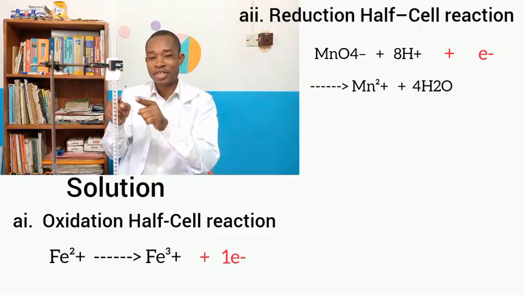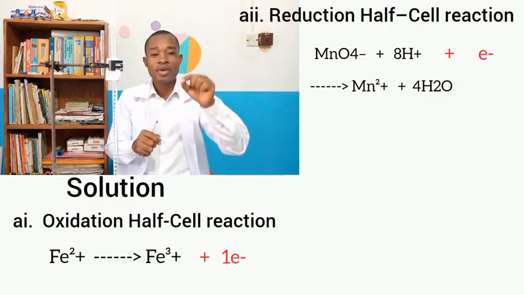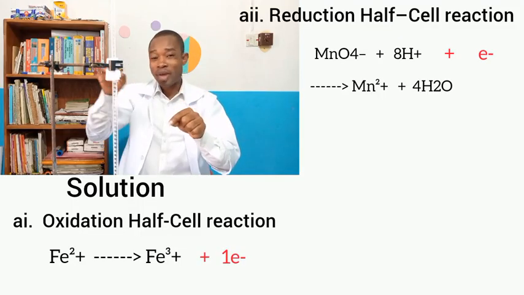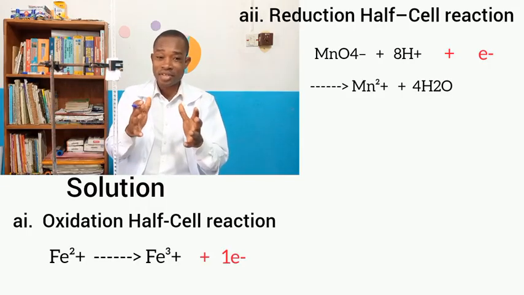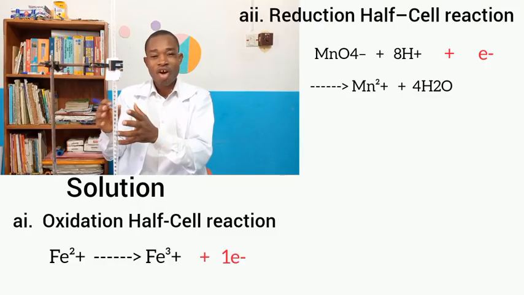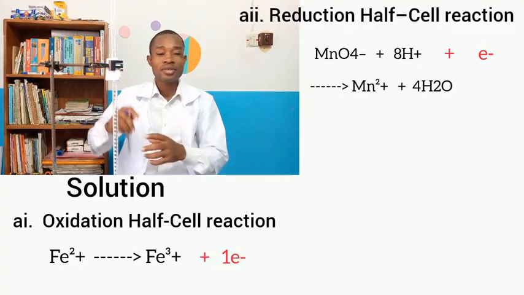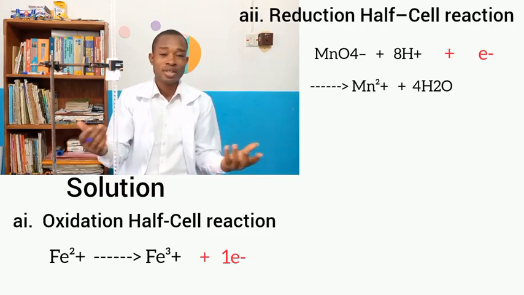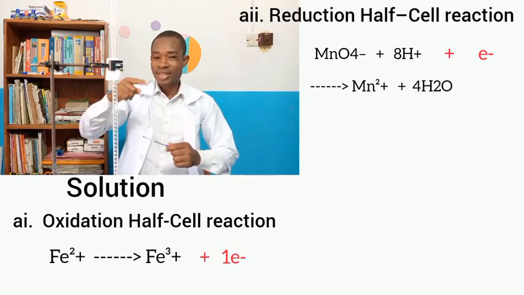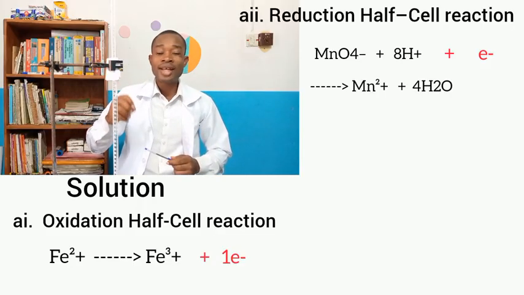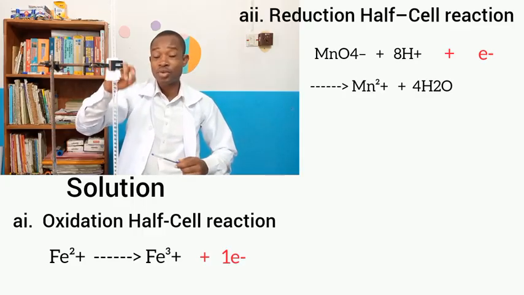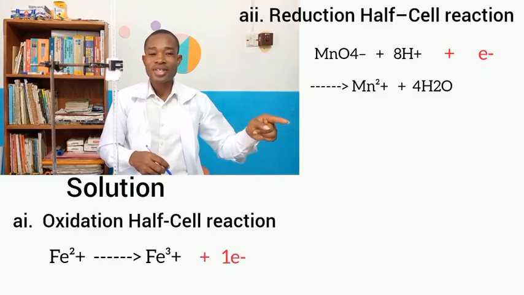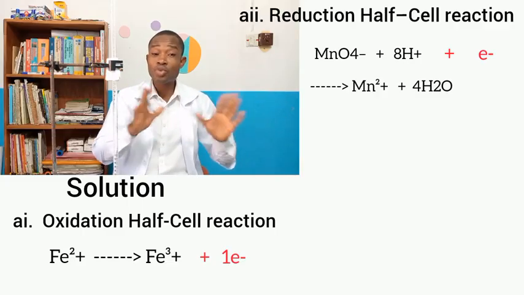And now if you have minus 1 oxidation number in MnO4 minus, and you have plus 8 oxidation number in the hydrogen ion, that is 8 plus minus 1, 8 minus 1, which will give us plus 7. So you notice that considering the MnO4 minus and the hydrogen ion, the oxidation number there will be 7.